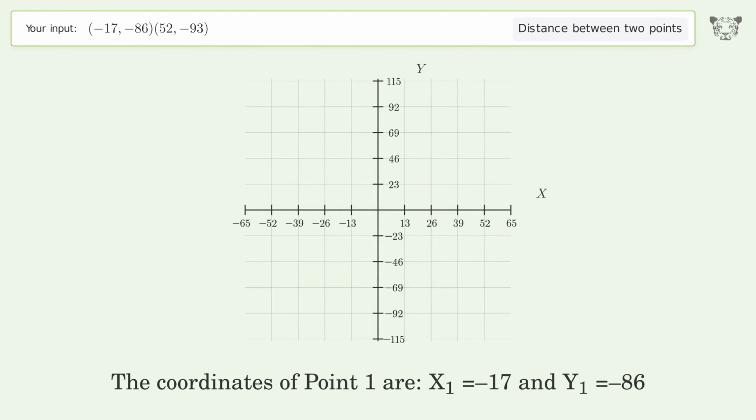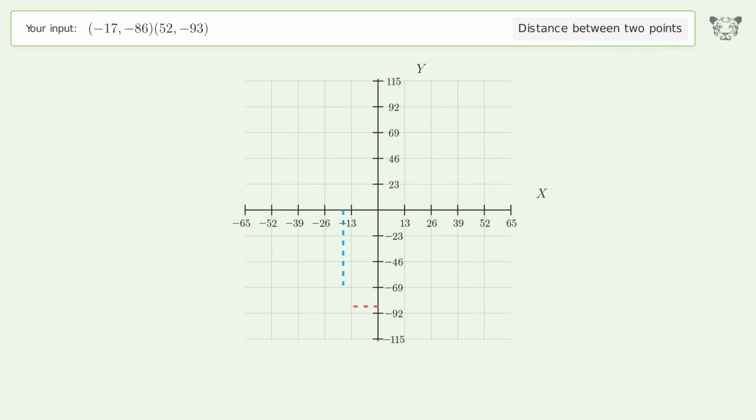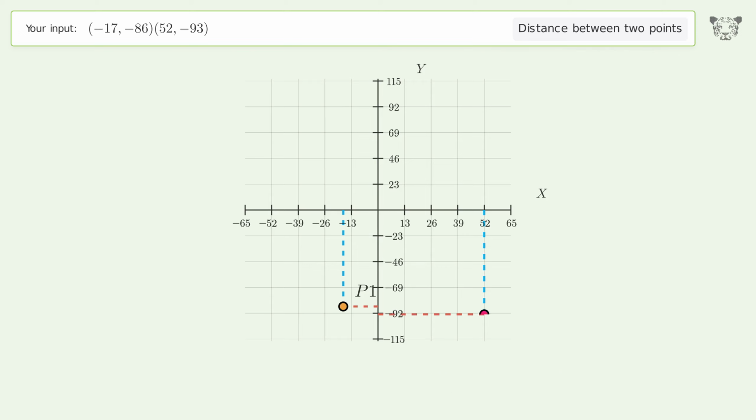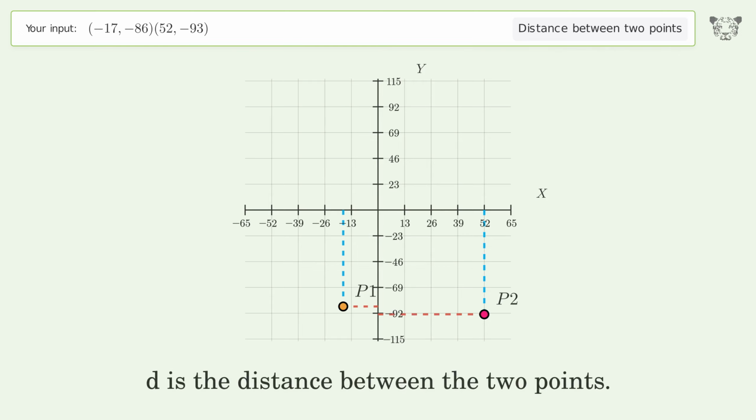The coordinates of point 1 are, x1 equals -17 and y1 equals -86. The coordinates of point 2 are, x2 equals 52 and y2 equals -93. D is the distance between the 2 points.